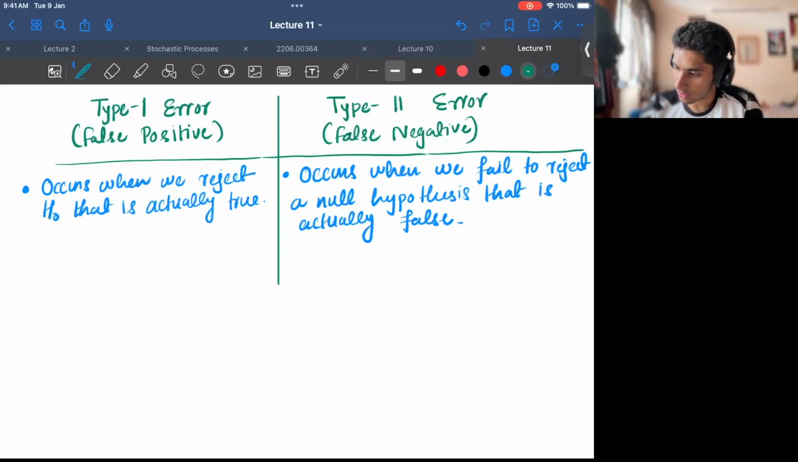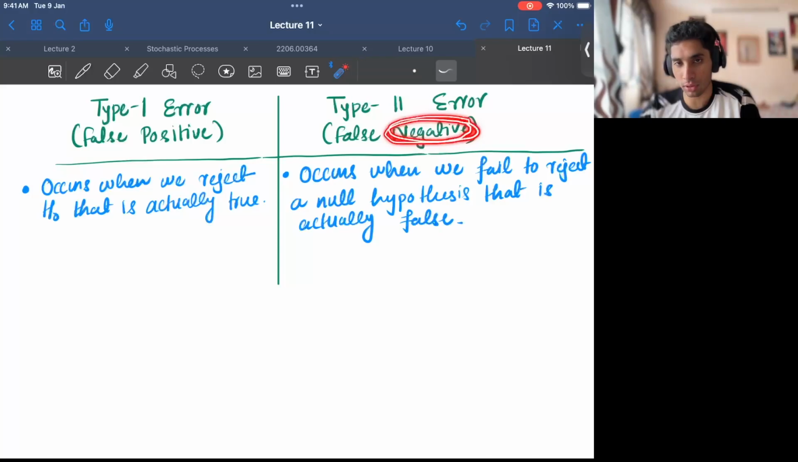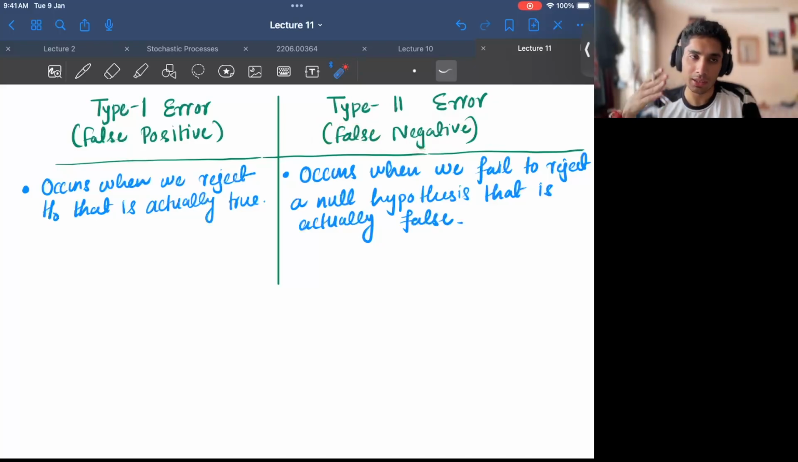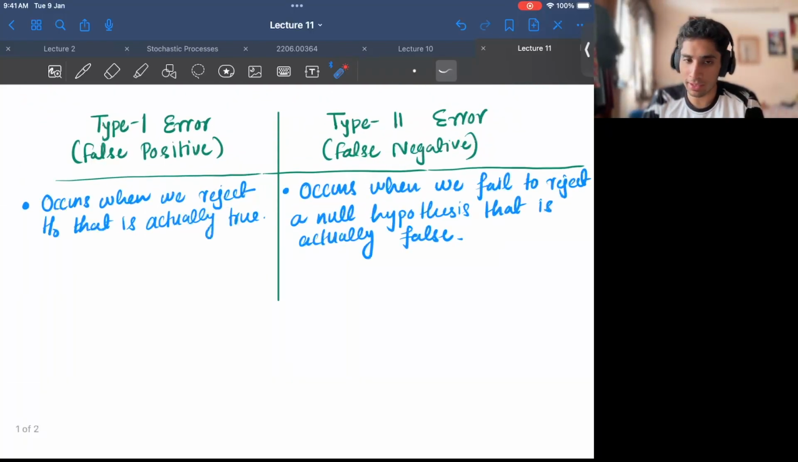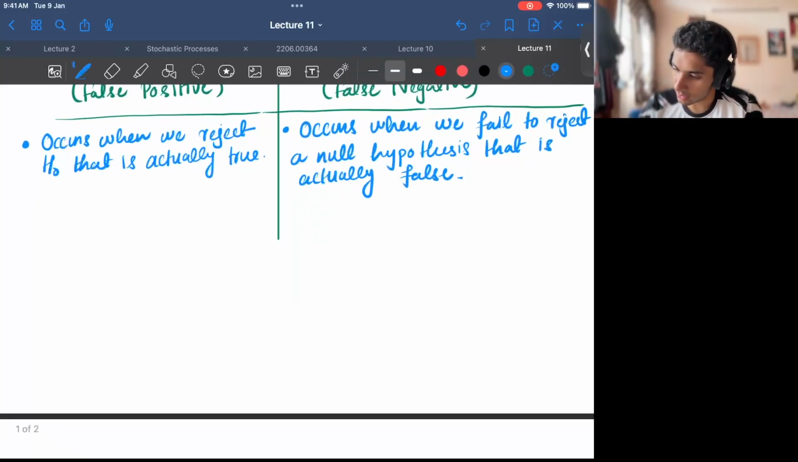So it's like saying that the null hypothesis is actually negative, meaning it's false. However, you're saying that it's true. So it's a false negative, right? You are accepting the null hypothesis. However, in reality, it's actually false. That is why the name false negative. So these are type 1 and type 2 errors. And there are some conventions related to these things. I will just note those down.